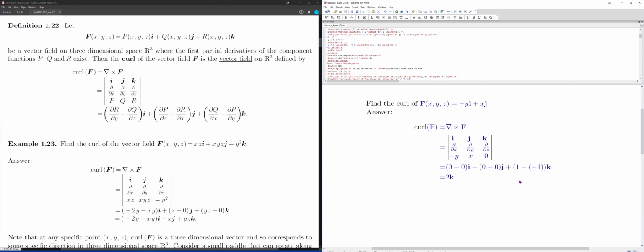And then for the j component here, what you do is you differentiate the 0 with respect to x, right?